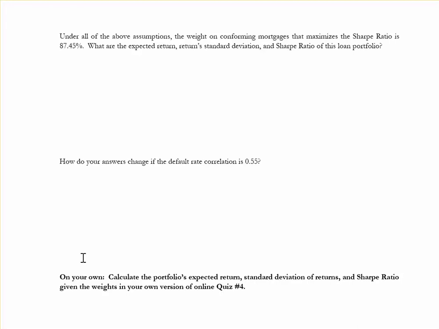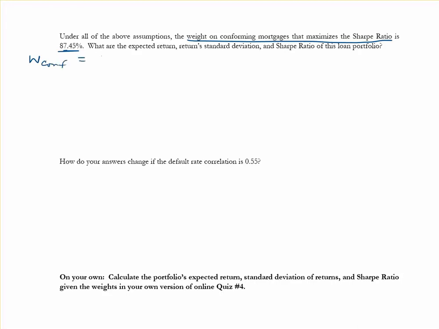these particular mortgages, these particular kinds of loans, the weight on the conforming mortgages that would maximize the Sharpe ratio will be 87.45%. So you can just take that as given. I did the calculation that that is what would maximize it. Well, so let's look at what the Sharpe ratio would be with those weights.